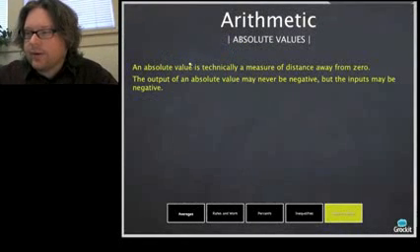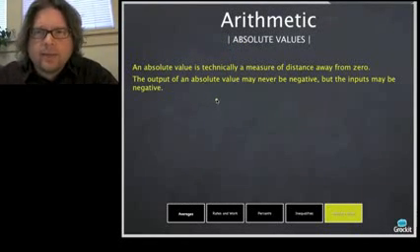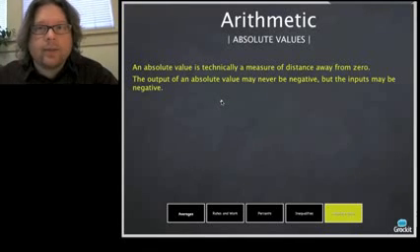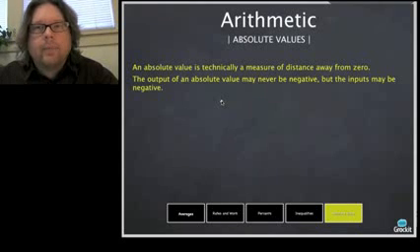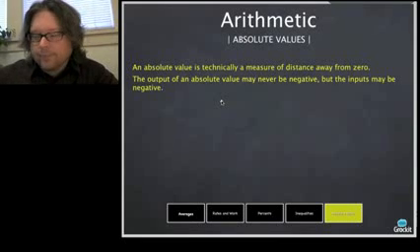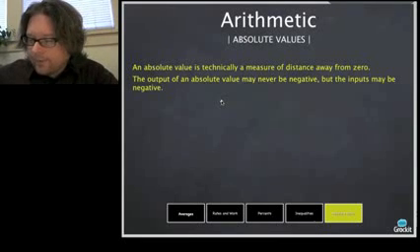All right, absolute values, our final topic. So absolute value is technically the distance of a number from 0 on the number line in either direction. That's why it's called absolute value, because we're not taking into account positiveness or negativeness, positivity or negativity.